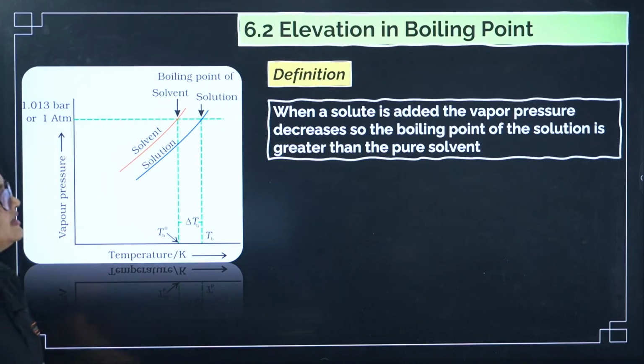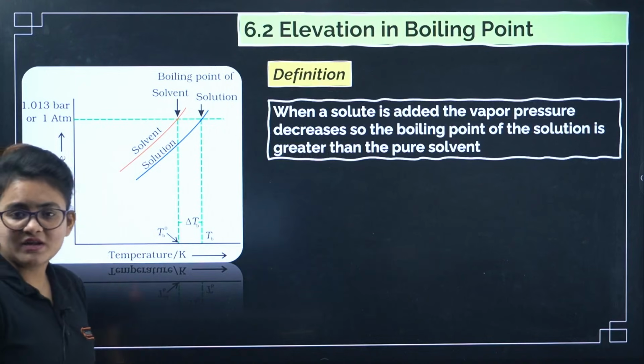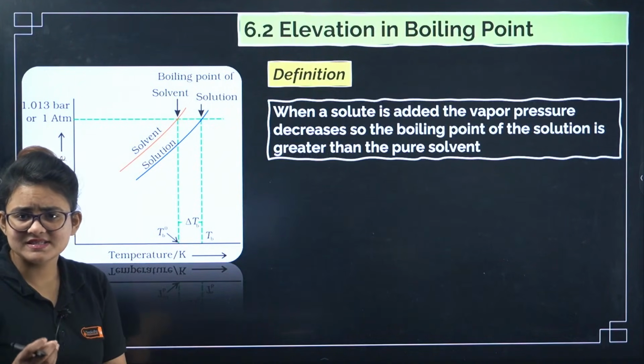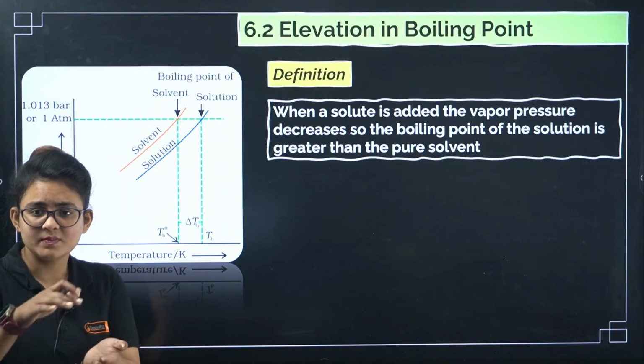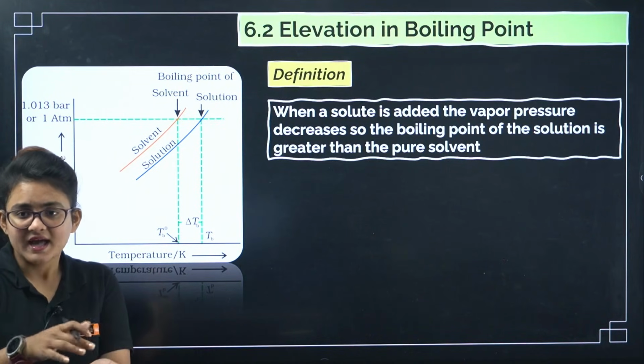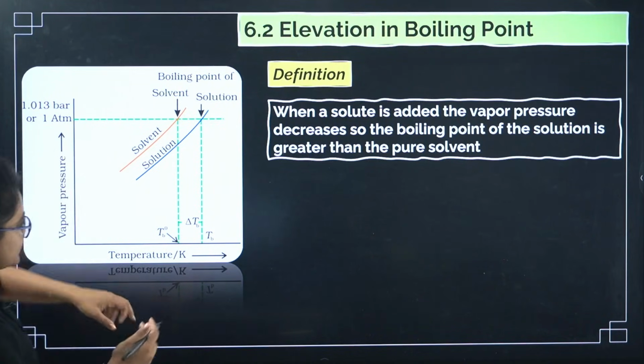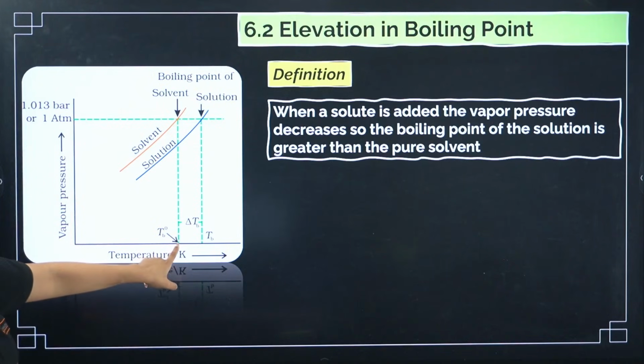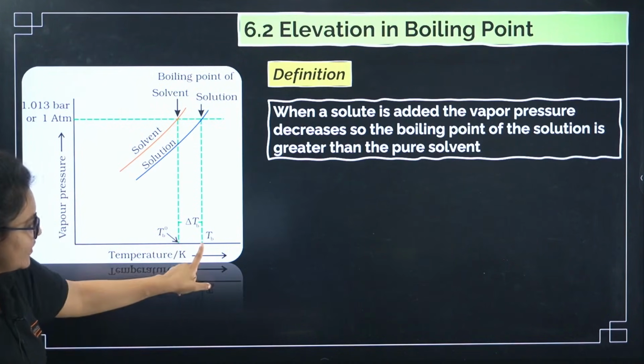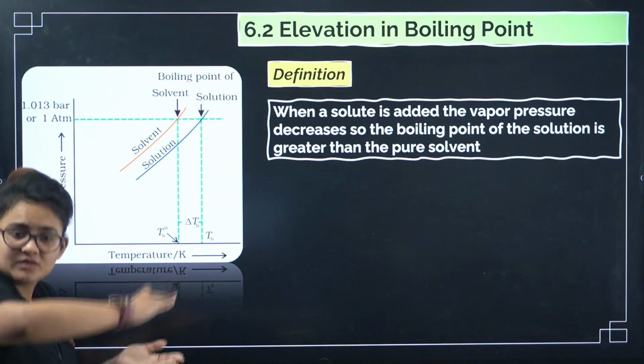Next we will proceed with the elevation in the boiling point. The reason is basically the same. When the solute is added, the vapor pressure is decreased, right? As a result of this, you can see initially the boiling was done here. This is the boiling point, but later whenever the solution is made, the boiling point is here. So there is an elevation in boiling point.